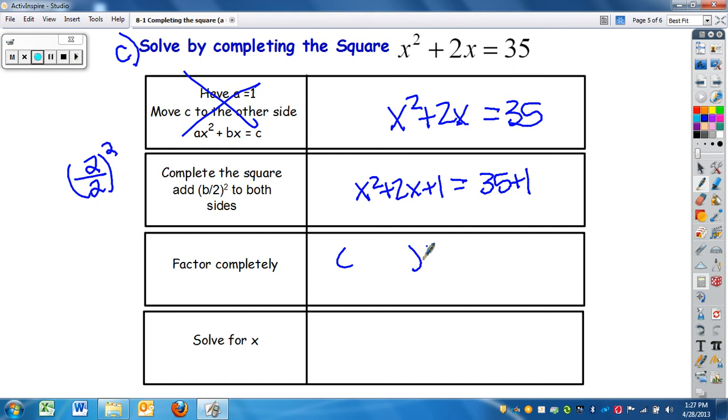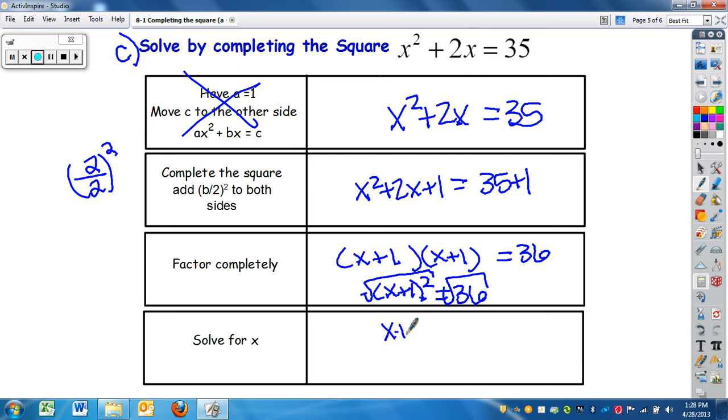Factor. Equals 36. That'd be x plus 1, x plus 1 equals x plus 1 squared. If you want to skip this step and you know what to write, x plus 1 squared, which should happen every time if you do completing the square completely, go right ahead. Square root. Get x plus 1 equals plus or minus 6.